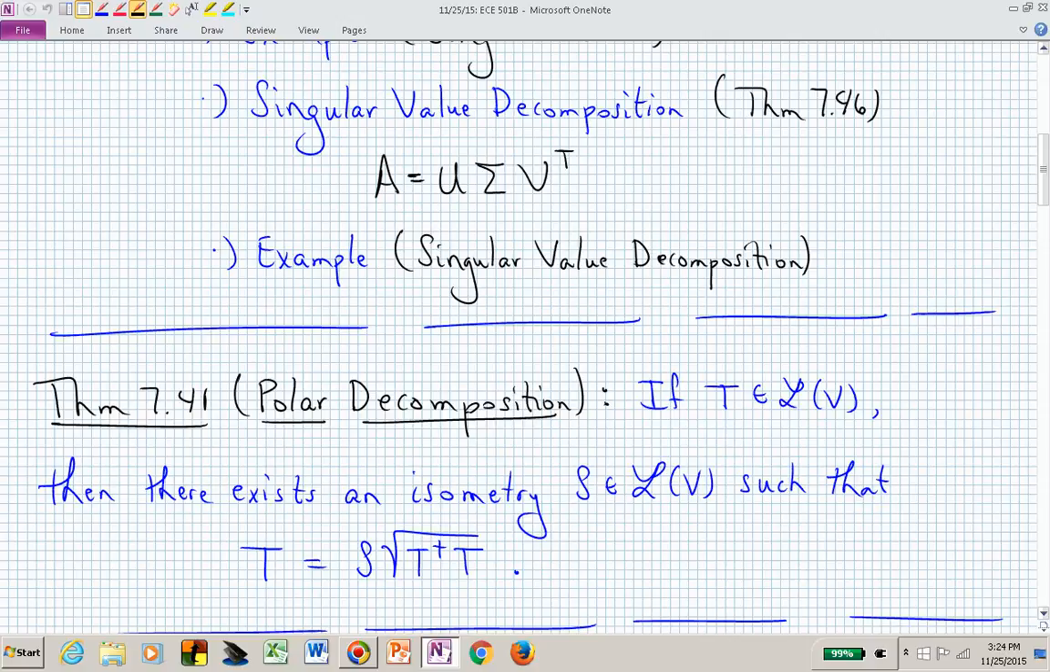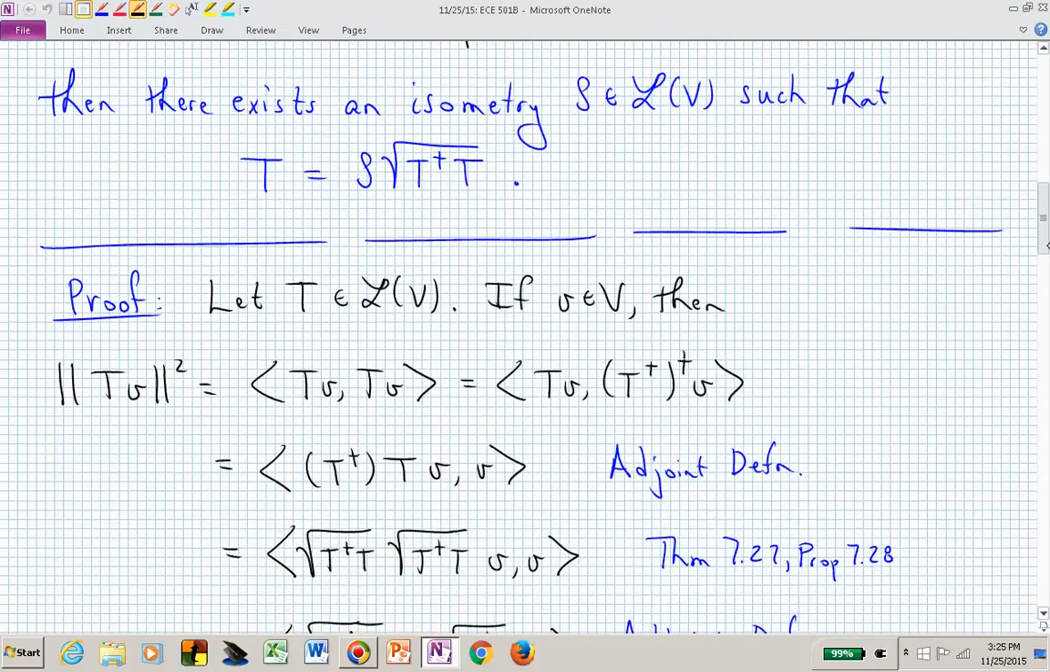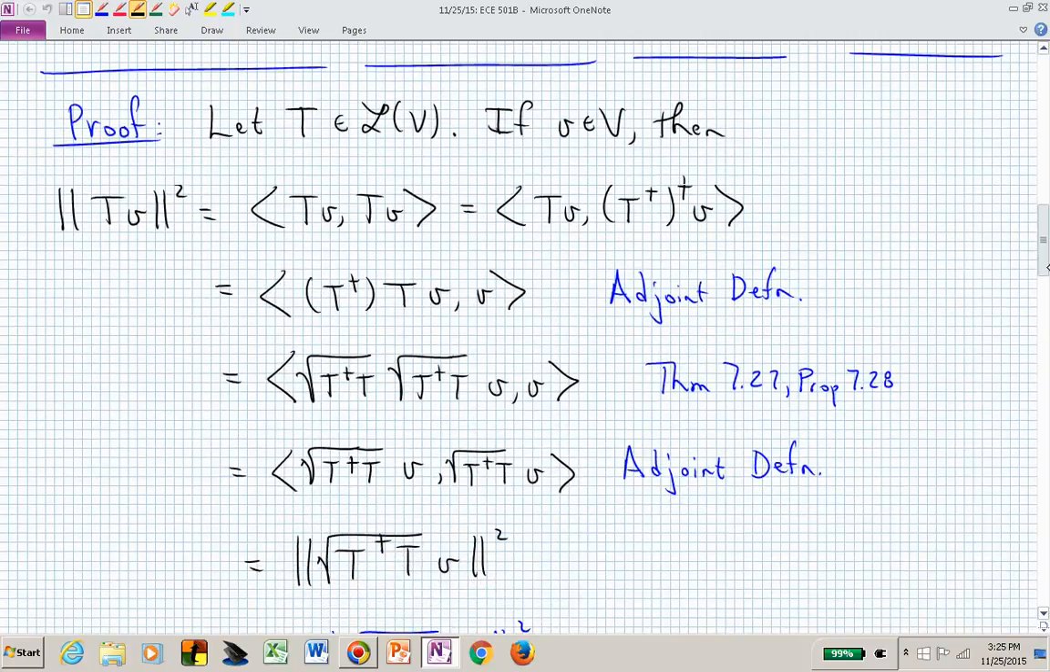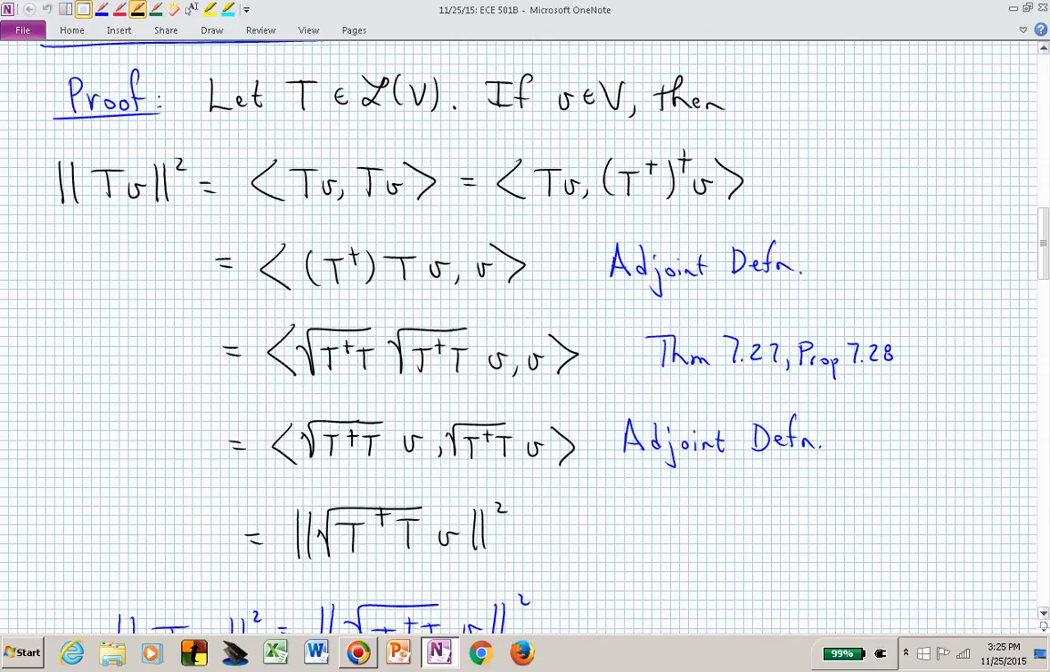Theorem 7.41 is the polar decomposition. That says if we have a linear operator T on some vector space V, then there exists an isometry S, which is also an operator on the vector space V, such that the original linear operator T can be factored into an isometry and this positive operator, square root of T dagger T. We started with the proof of that, and we only made it partway through, but I'm going to include that material, though I won't step through it line by line.